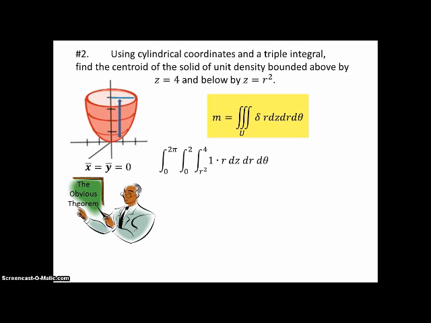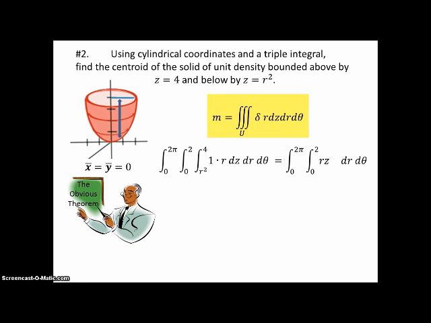And as far as our limits of integration, z is going to go from the bottom up to the top. So it's going to go from r squared up to 4. R is going to vary from 0 to 2. And theta is going to go all the way around the circle from 0 to 2 pi. Notice that when we're integrating with z first, we have to hand off to the next variable, which would be r. So our limits of integration for z should be in terms of r.